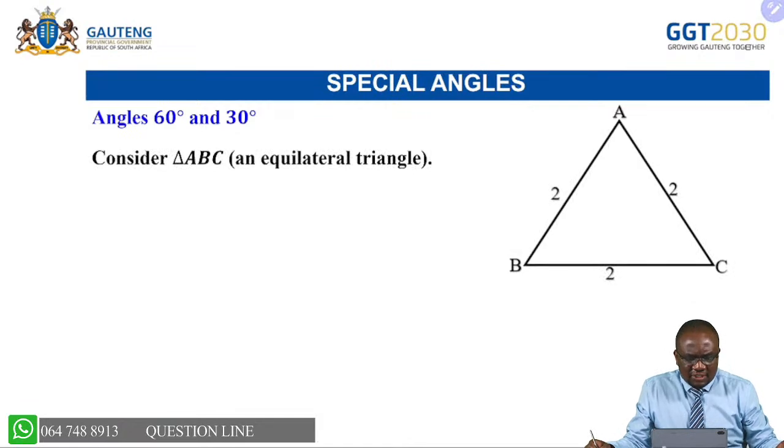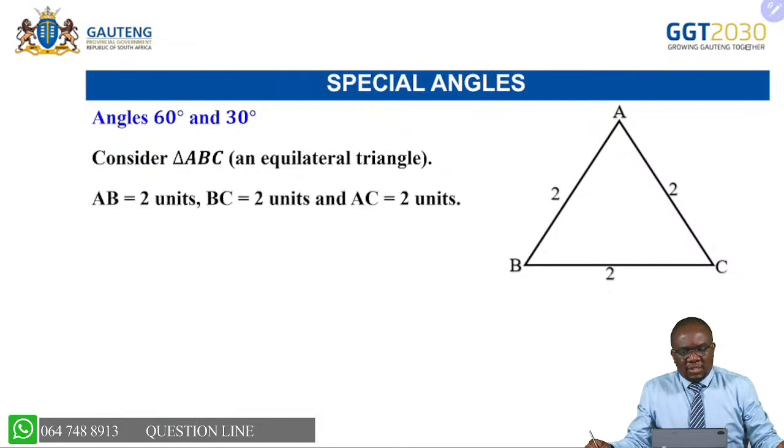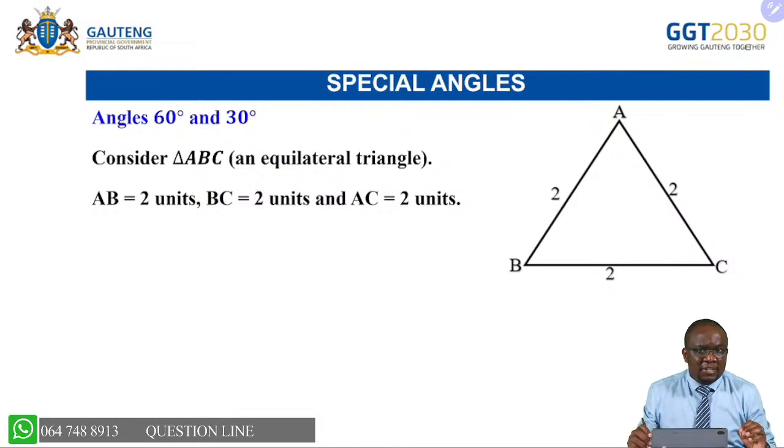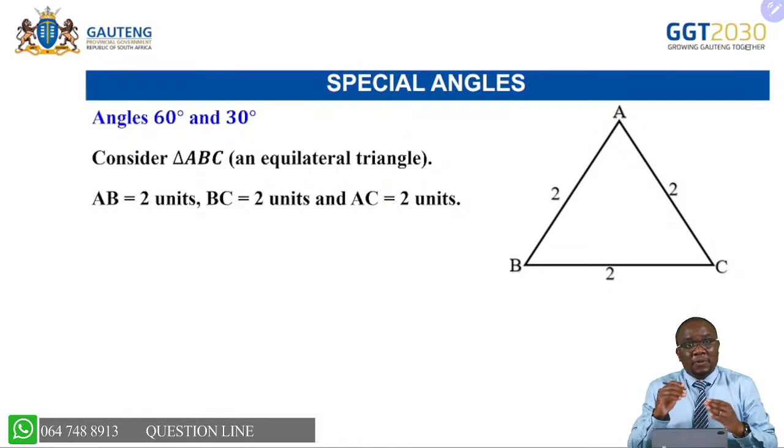Right, consider the equilateral triangle ABC, where AB is 2 units, BC is 2 units, and AC is 2 units. I want you to draw triangle ABC. Right, 1 minute, draw triangle ABC. Let's try. And then we're going to be adding information to this triangle.